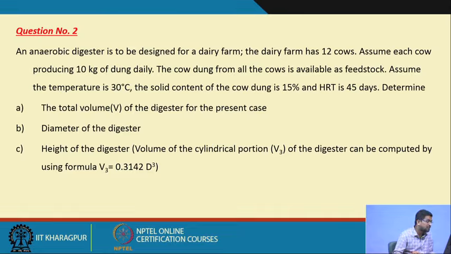Here we will use the formula V3, that is the volume of the cylindrical portion V3 of the digester can be computed by this formula. In the examination we will be providing this formula.